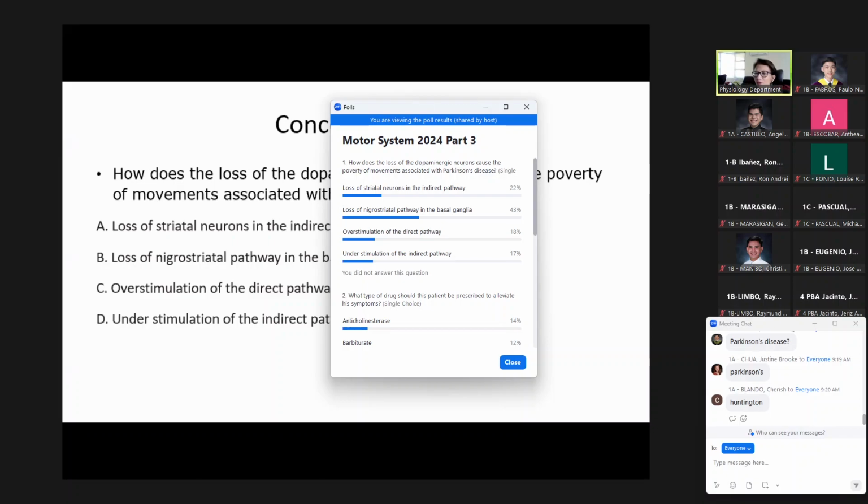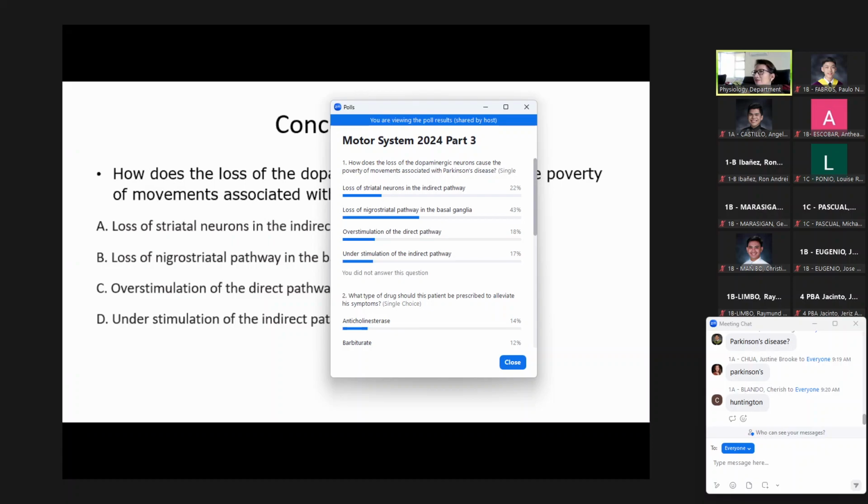So, number 1, let's take a look at number 1. How does the loss of the dopaminergic neurons cause the poverty of movements associated with Parkinson's disease? When you overstimulate the direct pathway, what happens? In direct pathway, stimulatory yan. So when you overstimulate, lalo siyang, there will be a lot of movements. Hyperkinetic yan.